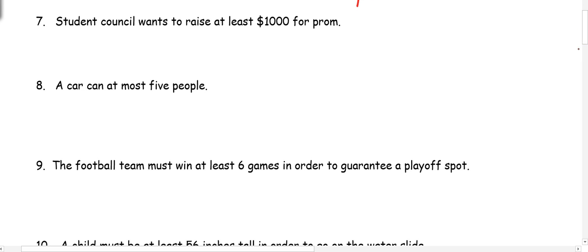Number 7, student council wants to raise at least $1,000. So we're looking for that key phrase of at least, and then we can pick any variable we want. I'm going to say M. At least means it's greater than or equal to $1,000.